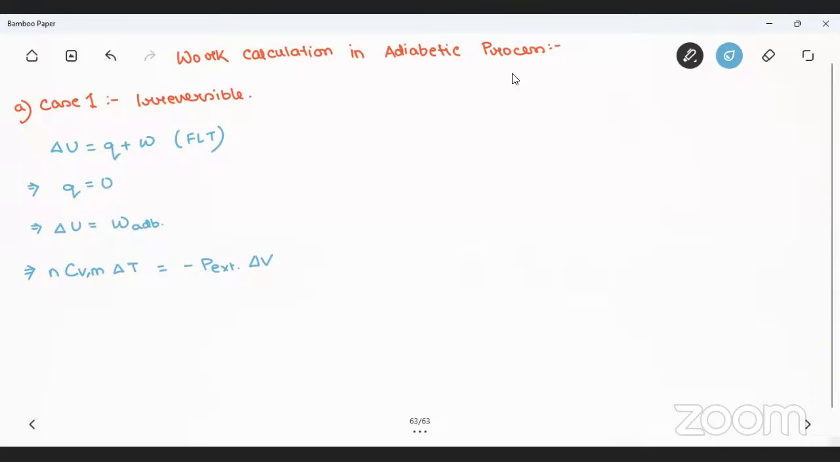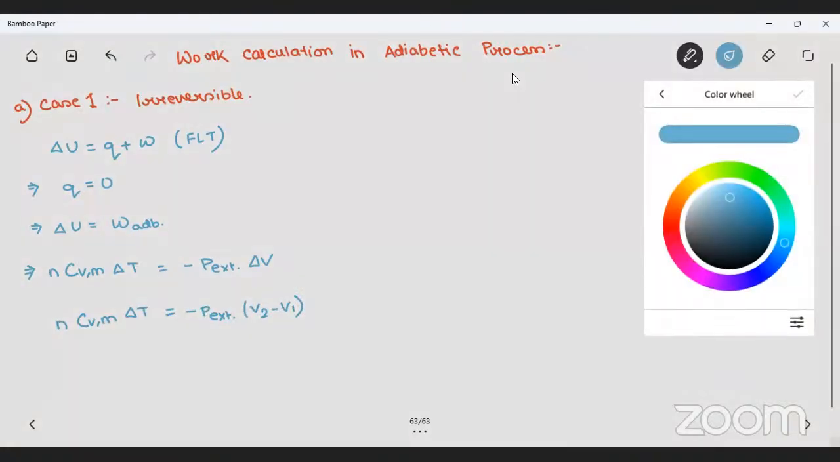Can we write like this? Yes, ma'am. Now, for an irreversible process, what I told you is that there will be no integration and P external will not be equivalent to P internal. So this we will simply write like: P external (V2 minus V1) = n CVm delta T.